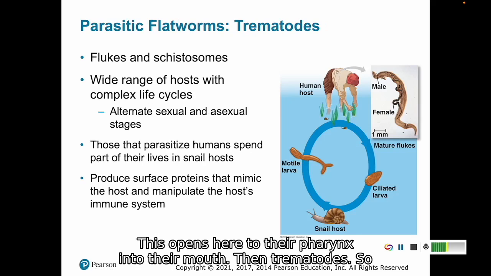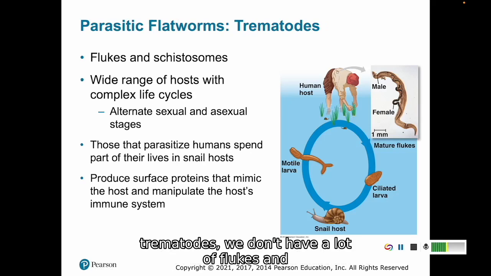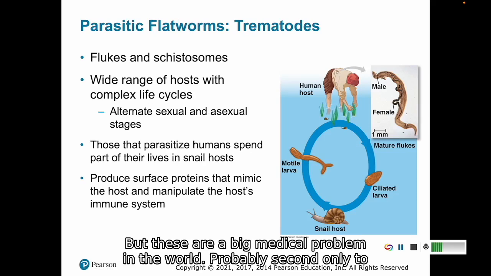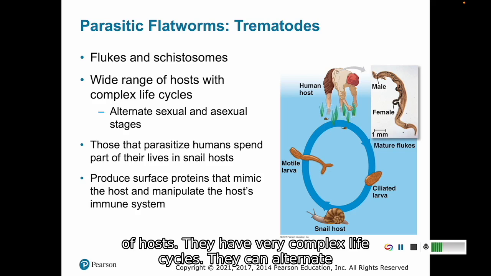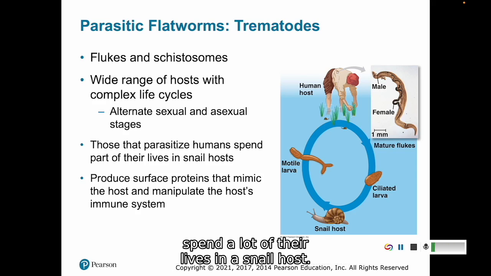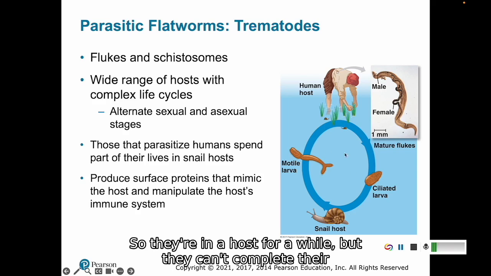Then trematodes. So trematodes, we don't have a lot of flukes and schistosomes here in Tennessee, but these are a big medical problem in the world. Probably second only to malaria. They have a wide range of hosts. They have very complex life cycles. They can alternate between sexual and asexual stages. And a lot of them that parasitize humans spend a lot of their lives in a snail host.